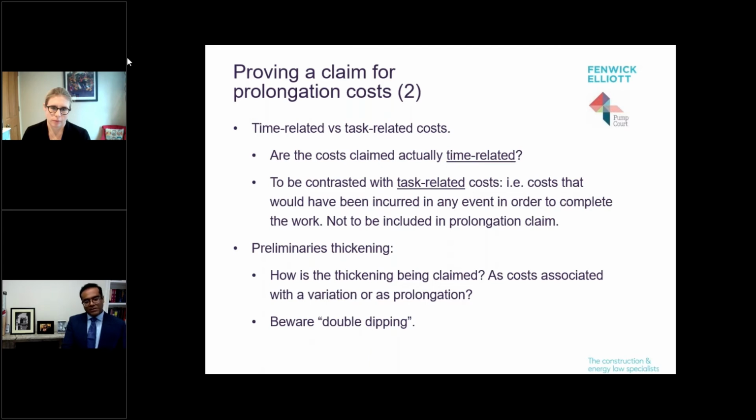Now, third point, preliminary thickening. How these claims tend to work is that the contractor says, well, because of the weight of variations, I needed more design staff allocated to the job, or something like that. Now, preliminary thickening is one of those uncomfortable grey areas between disruption, variations, and prolongation costs.